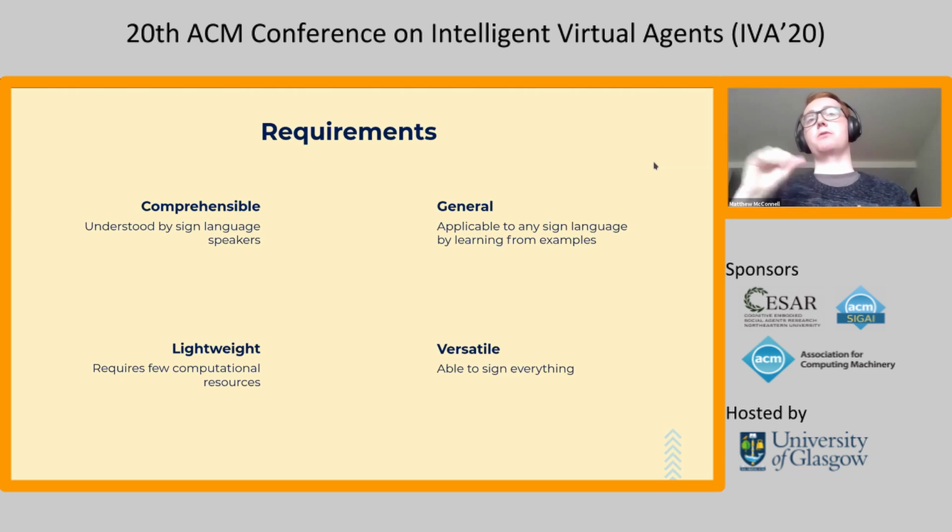And we had requirements that we were trying to achieve. The first one is that it was comprehensible, so understood by sign language speakers. The second is it's got to be general. So we want this to apply to any sign language. So not just BSL or ASL, just anything. And that way it'll be more portable. And it's got to do this from learning from examples. The third thing is lightweight. So again, it needs to be able to be run on conventional hardware, like a laptop or a phone. And the last thing is it's got to be versatile or flexible. So it's got to be able to sign everything.